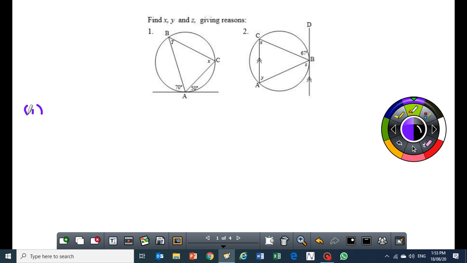Okay, so here, this angle is 70, that angle is 50 degrees.